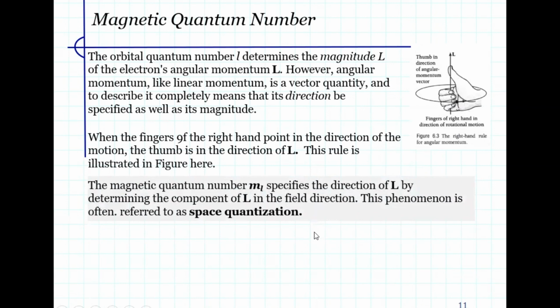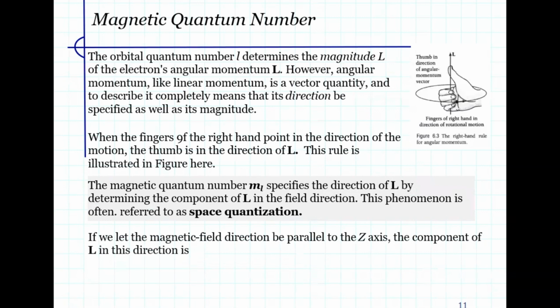So now a quantity called the magnetic quantum number, ml, is specified for the direction of L. It determines the component of L in the direction of the field. This phenomenon is often referred to as space quantization. So if we let the magnetic field direction be parallel to the Z direction, the component of L in that direction is given by Lz, which is equal to ml, the magnetic quantum number, multiplied by h cut.